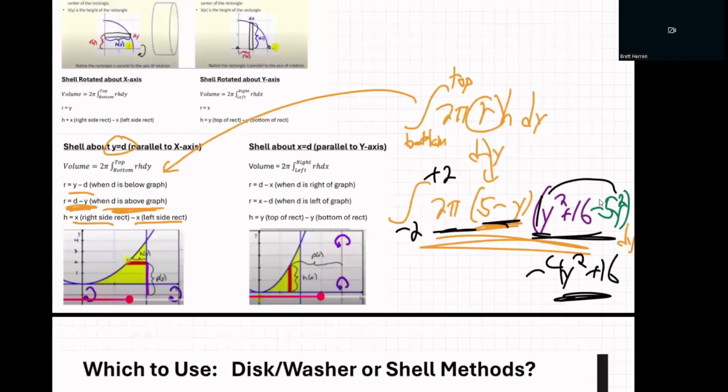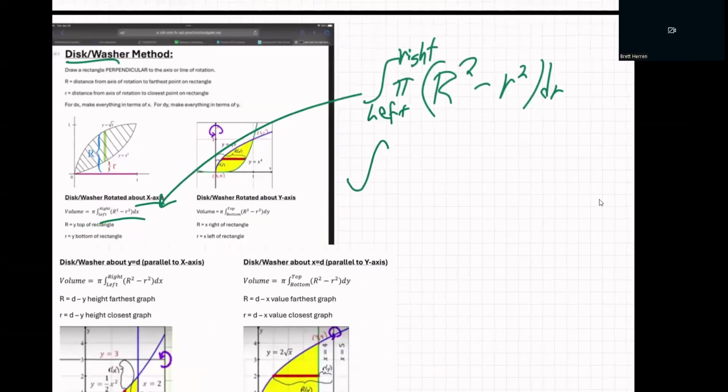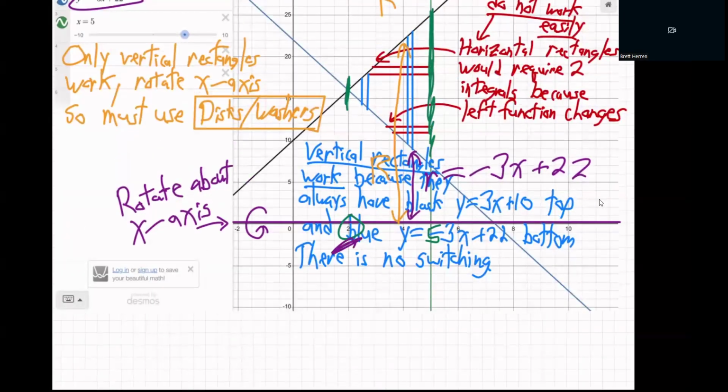So we go back and go, okay, right to here. And the capital R, see the picture here, the capital R is all the way. So the capital R was the 3x plus 10 squared minus the little r, it's just this part right here. And that was the other one, minus 3x plus 22 squared. And don't forget the pi. And we're going to go from the left to the right. What was that? Back to the picture. Oh yeah, 2 to 5. From 2 to 5.